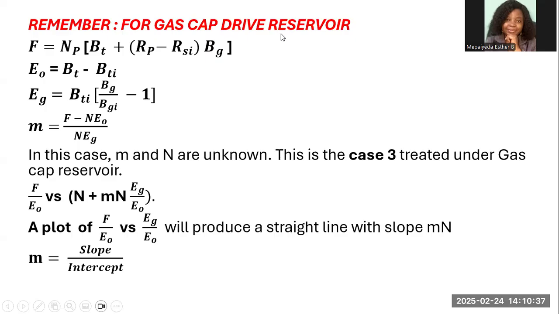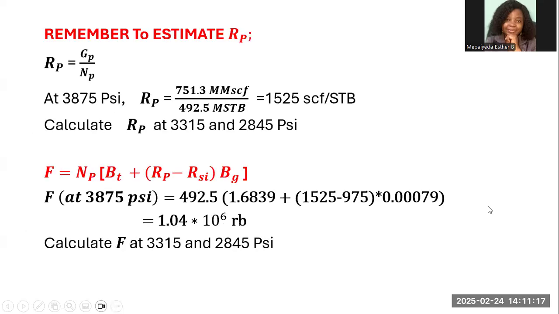So remember your gas cap drive reservoir, the Schilthuis equation, which describes it. You have all this here. In this case, M and N are both unknown. This is case 3 treated under gas cap reservoir, so you may want to go back and understand what case 3 is about. Under case 3, the plot of F over EO versus EG over EO gives you your M, which is the slope divided by the intercept.